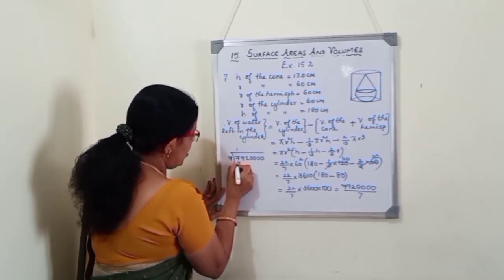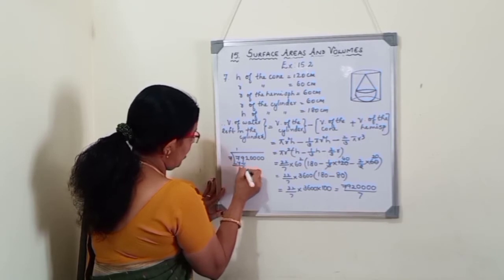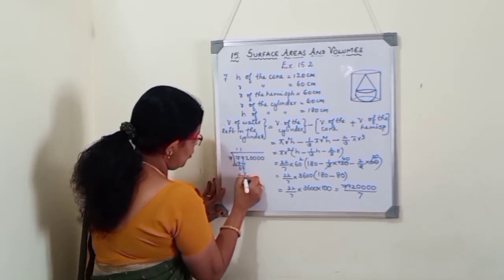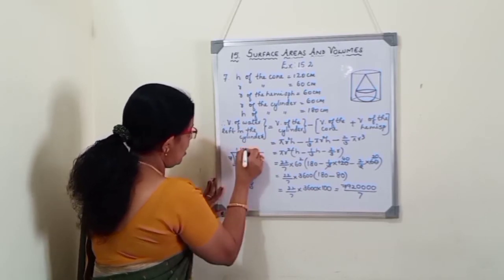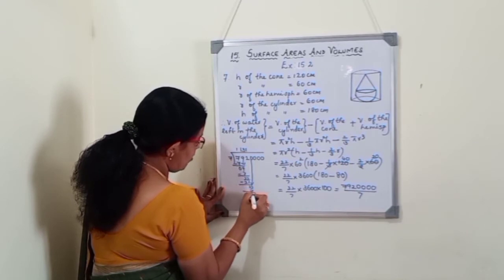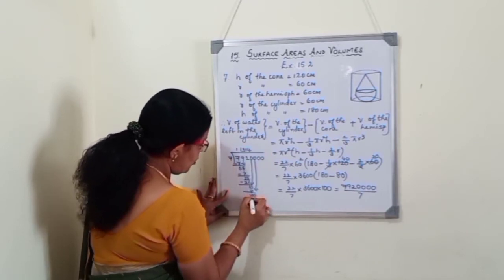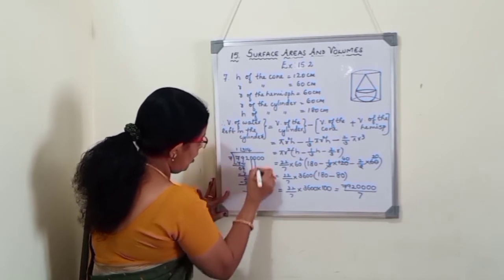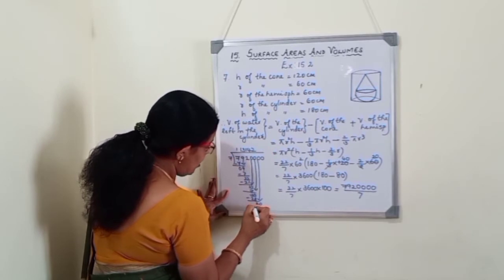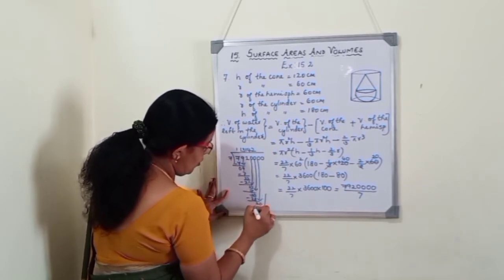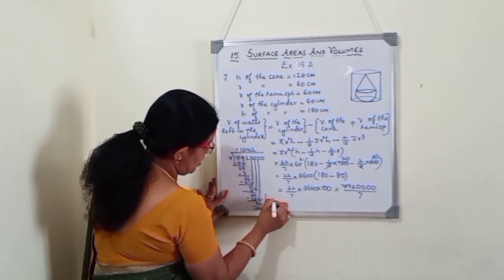7 ones are 7, remainder 0, bring 9. 7 ones are 7, remainder 2, 22. 7 threes are 21, remainder 1. Next to 0 we will bring 10, 7 ones are 7, remainder 3. Next to 0, 30, 7 fours are 28, remainder 2. Next to 0, 20, 7 twos are 14, remainder, I will write here. So 20 minus 14 we will get 6.